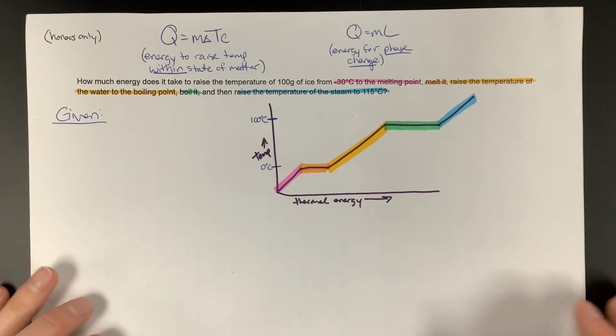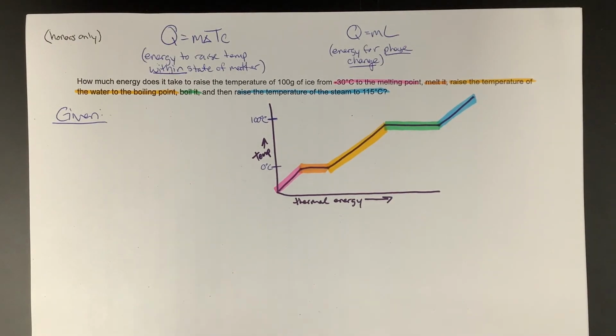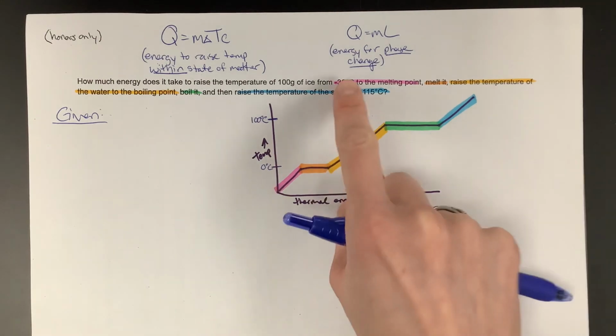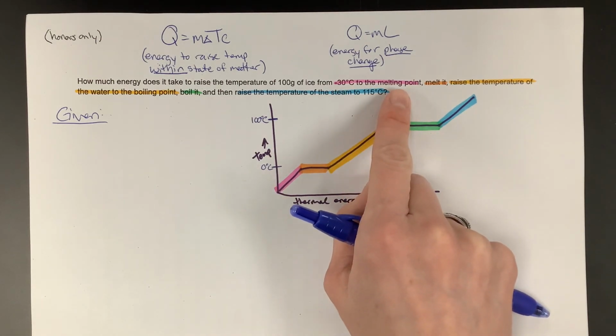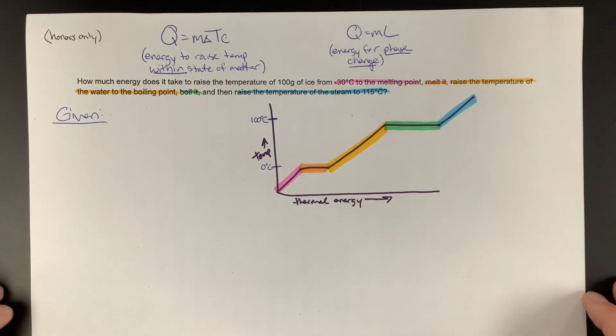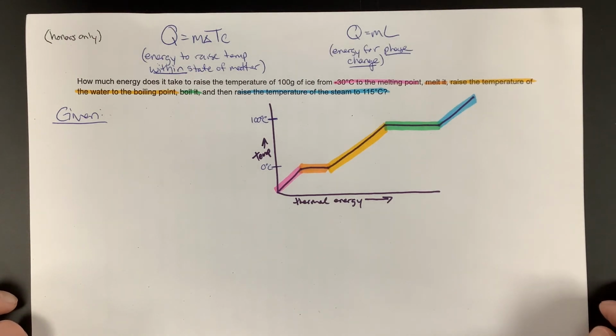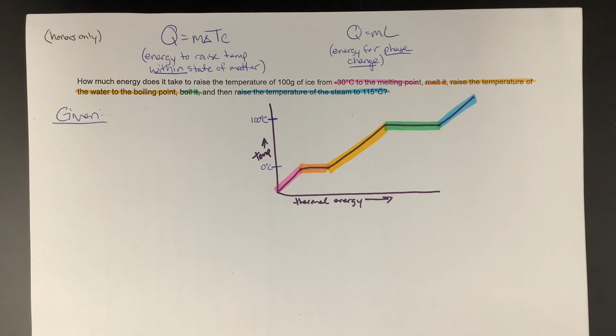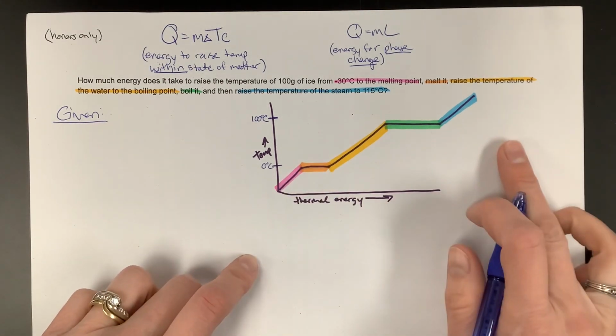It says, how much energy does it take to raise the temperature of 100 grams of ice from minus 30 degrees Celsius to the melting point, then melt it, then raise the temperature of the water to the boiling point, then boil it, then raise the temperature of that steam or water vapor to 115 degrees Celsius. So I'm color coding this because it helps me keep track of what I'm doing and where, and it also makes it look pretty. And that way we will do just one of these at a time.